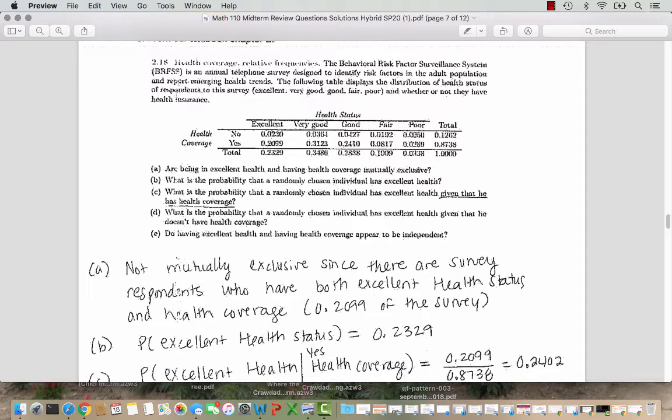So you could write down 0.2329 divided by 1, but you would still get 0.2329. It's one of the things I like about relative frequency tables: I don't have to do any division to find the probabilities. It's already done for us.